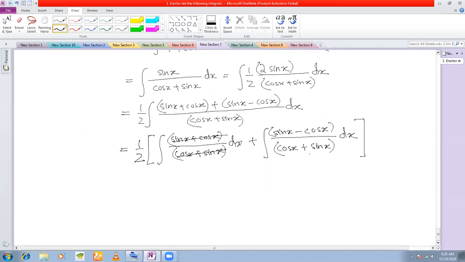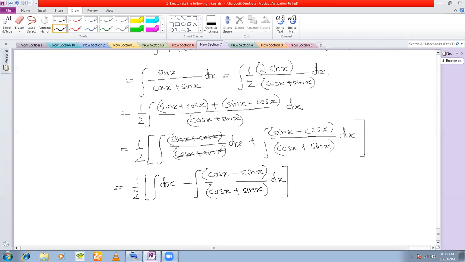Now if you differentiate the denominator in the second integral, will you get the numerator? Yes, you will get, but with a negative sign. What is the derivative of the denominator? It is cos x minus sin x, and in the numerator you have sin x minus cos x. So before substitution, you give a minus sign here, and then you change the order. You get cos x minus sin x divided by cos x plus sin x dx.